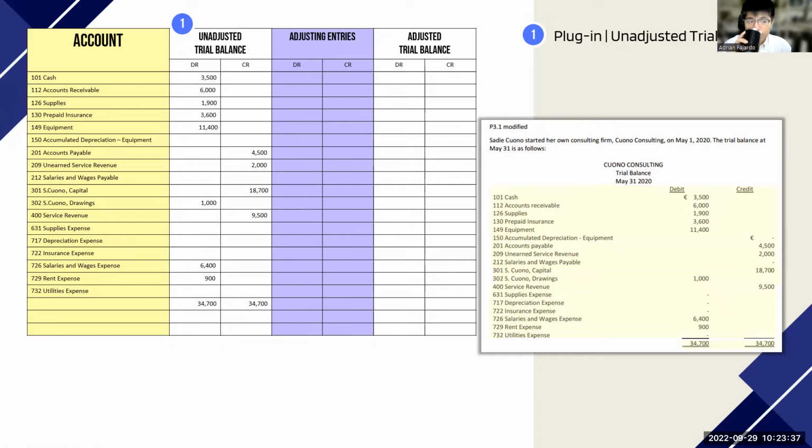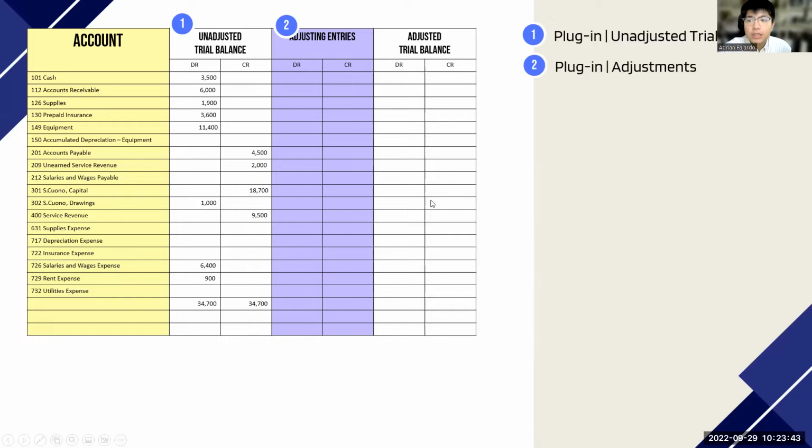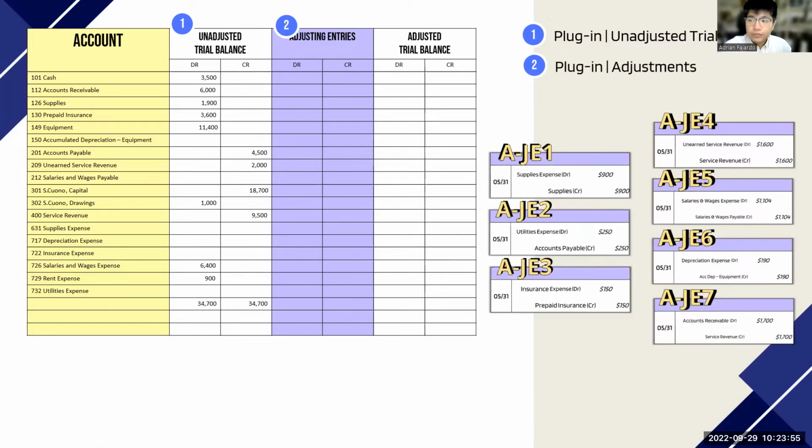So are there any questions? So kung wala, we proceed to the second step. So basically, we plug in our adjustments. So again, you analyze first the transaction data. And then after analyzing in exercise comprehensive 3.1, we were able to come up with 7 adjusting entries, right? Comprising our deferrals and accruals.